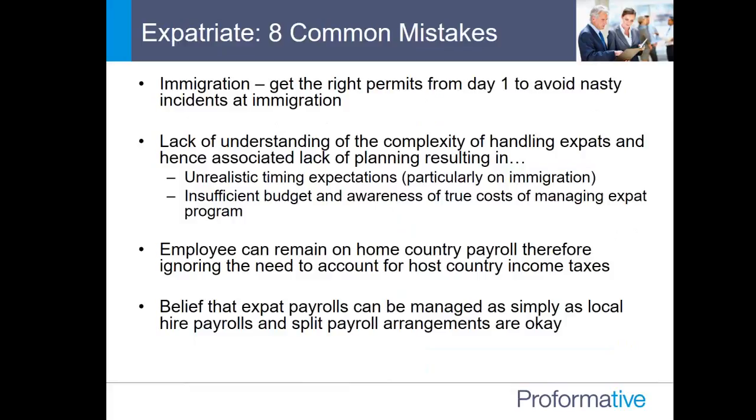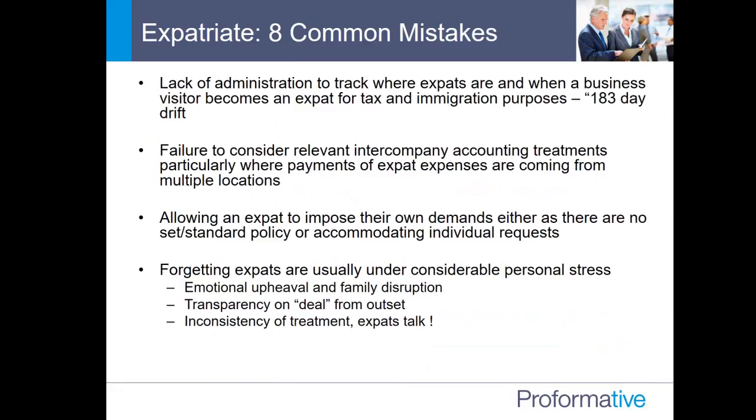On the next slide, we look at the fact that many companies quite simply lack the administrative ability to track where their employees are. And I call this the 183-day drift. So under expat tax law, typically 183 days in a particular country over a 12-month period is the trigger for generating taxability in a particular territory. It's a very broad rule of thumb, but it's a rule of thumb.